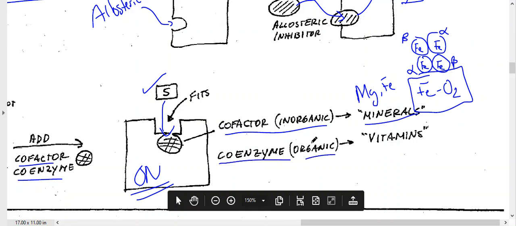Coenzymes are organic, and you can remember that these are organic because enzymes are organic, right? Enzymes are proteins that are a macromolecule that are organic. So that's how you can remember. These are your vitamins, right? Vitamin A, B, C, D, all that stuff. Again, this is why you would take supplements, because they help regulate reactions.